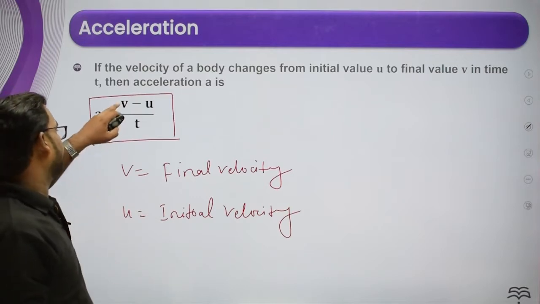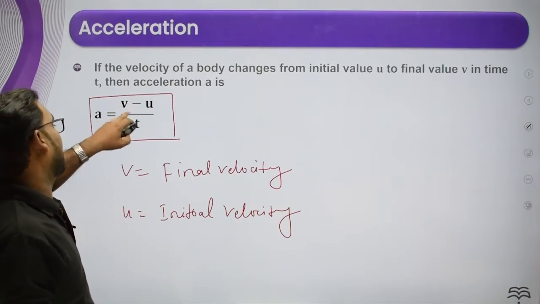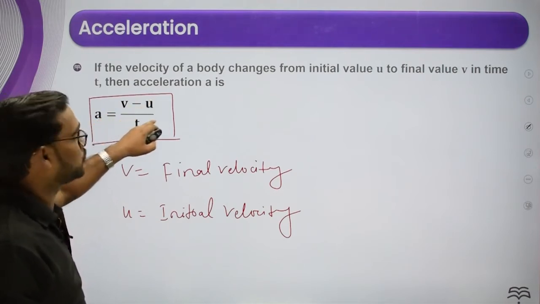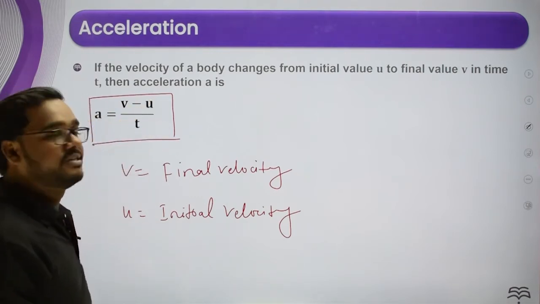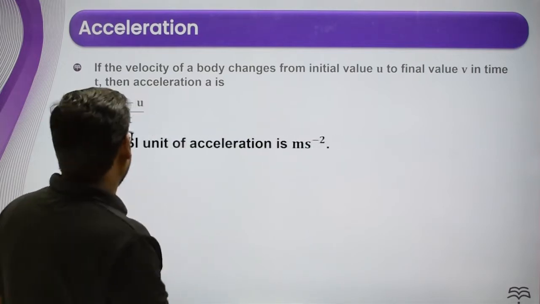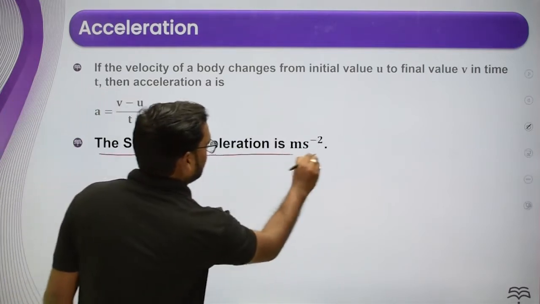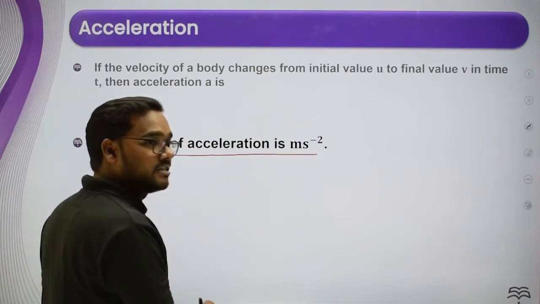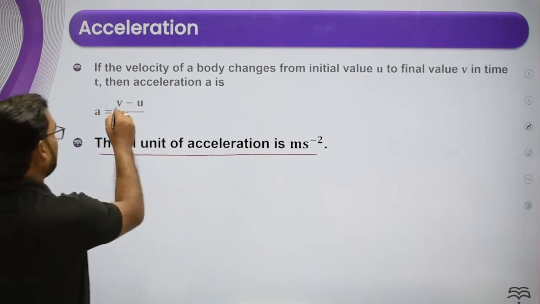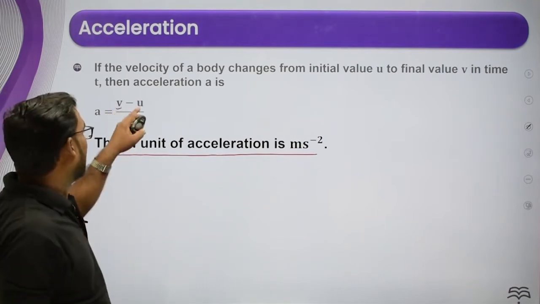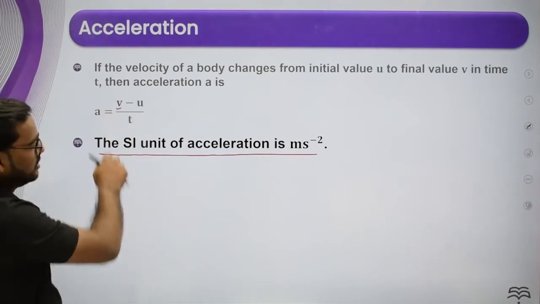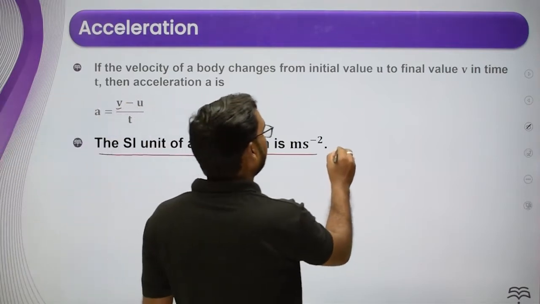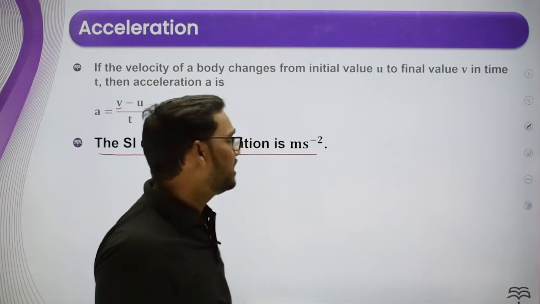Suppose at time t2 the velocity is v, and at time t1 the velocity is u. Then you can write a is equal to v minus u divided by t2 minus t1, that is equal to t. What is the SI unit of acceleration? The SI unit of acceleration is meter per second square. How to write meter per second square? Because v is meter per second and u is also meter per second, the subtraction of these is also meter per second, and you are also dividing by time. So meter per second divided by second is meter per second square.